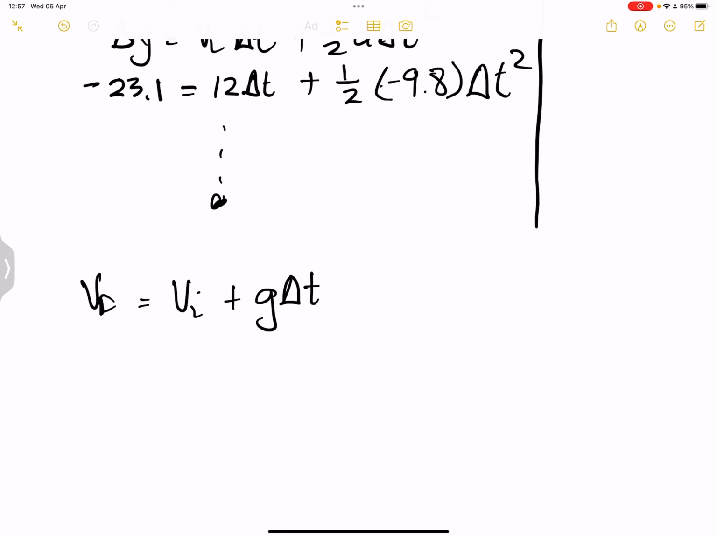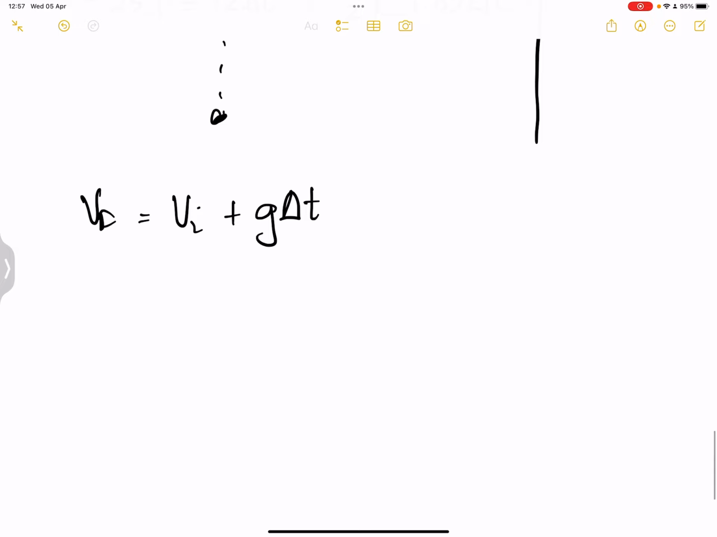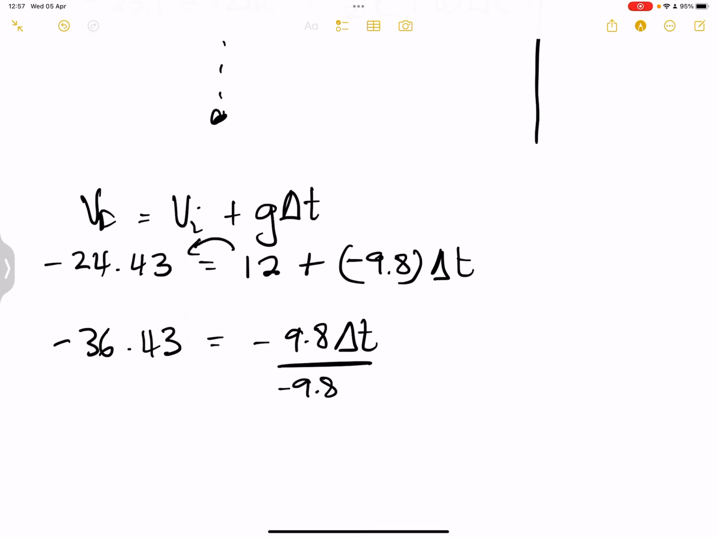Okay, our final velocity, we found it to be negative 24.43. Our initial velocity was 12. That's negative 9.8 delta t. And all I'm going to do is take that to the other side. That will give me negative 36.43, which is equal to negative 9.8 delta t, right? We can find that time out, negative 9.8.